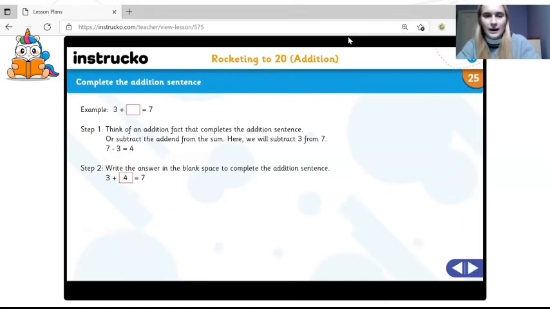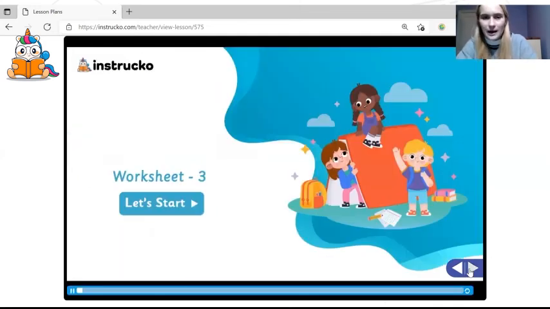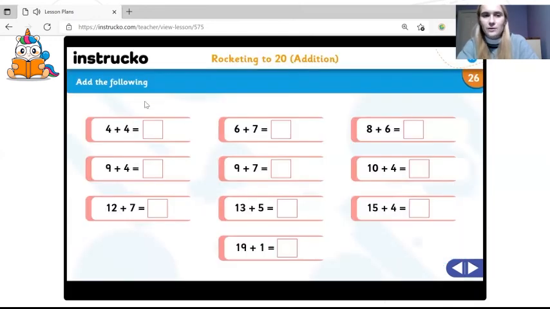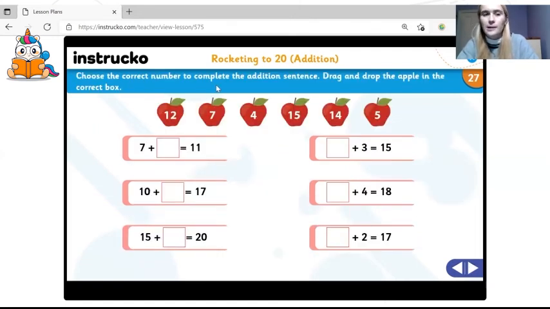Okay, so here we have to complete the addition sentence. So 3 plus something equals 7, and the answer here is 4. We'd fill that in the missing gap. Okay, so now we have another worksheet. Okay, so here you would again fill in the missing gaps and add the following numbers in the first task. Here, we have to choose the correct number to complete the addition sentence. So we have to drag the apples into the correct box. So 7 plus something equals 11. What could that be? So here, we drag the 4 into the box and then we get another tick.